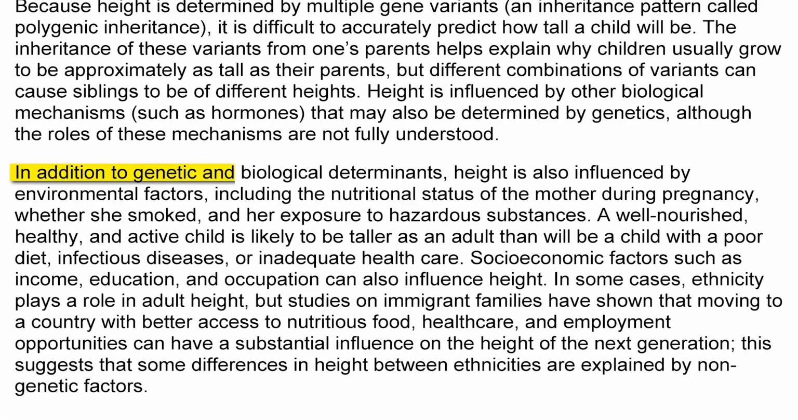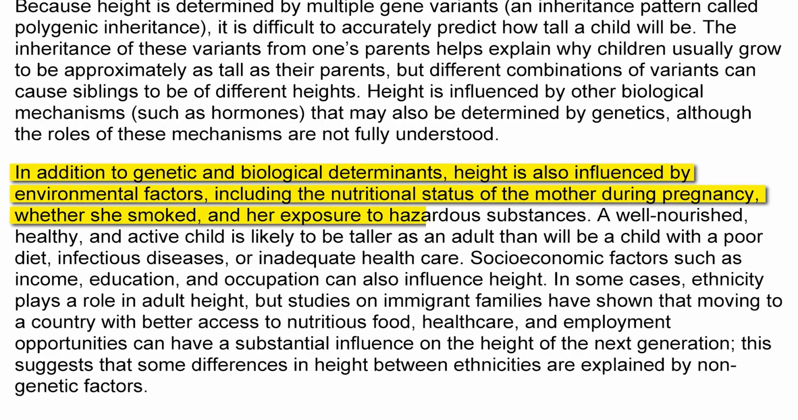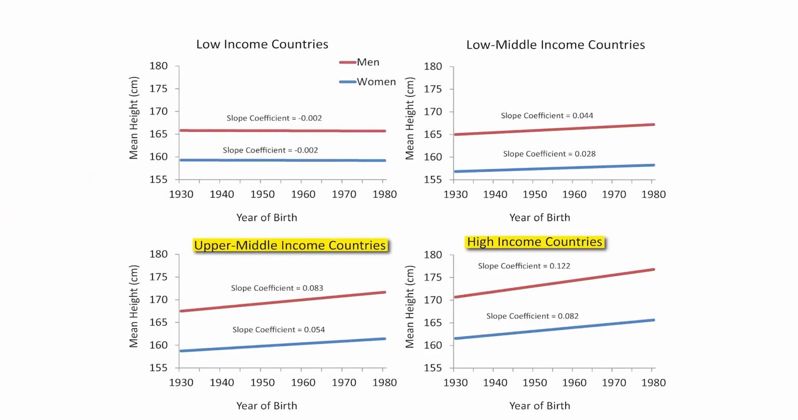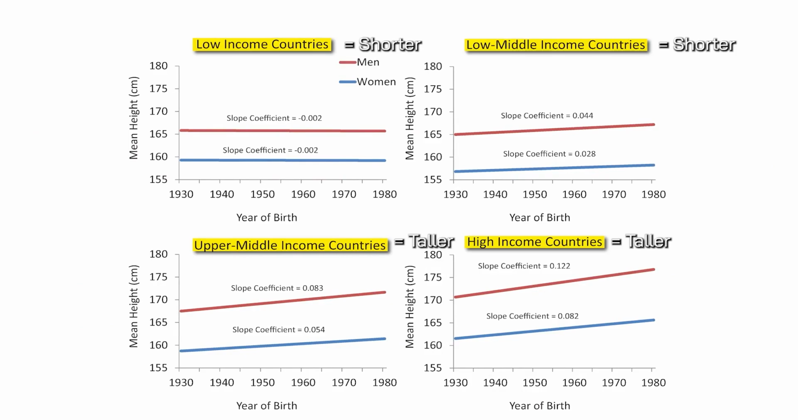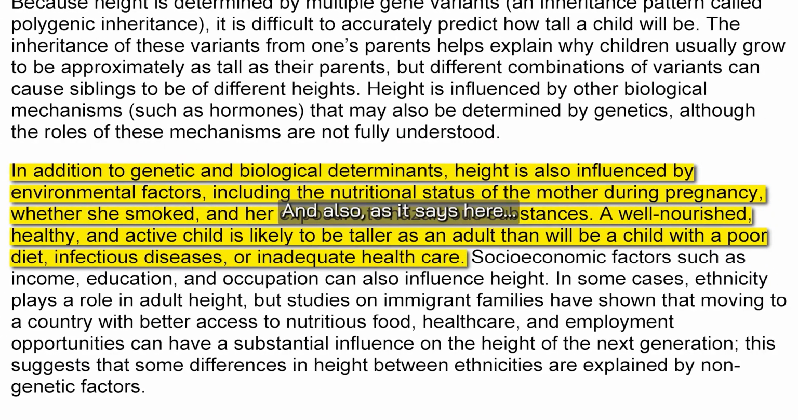In addition to genetic and biological determinants, height is also influenced by environmental factors, including the nutritional status of the mother during her pregnancy, whether she smoked and her exposure to hazardous substances. A well-nourished, healthy and active child is likely to be taller as an adult than would be a child with poor diet or infectious diseases or inadequate health care. And this is the reason why people from upper middle and high income countries are usually taller than people from low and low middle income countries. And also, as it says here, socioeconomic factors such as income, education, and occupation can influence height.